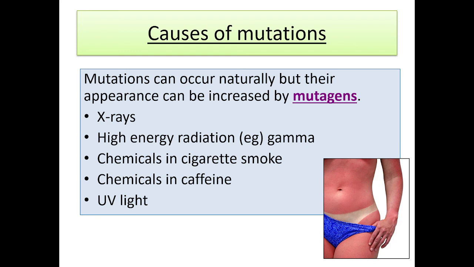Finally, causes of mutations are by mutagens. Mutations are random. It is random chance whether you have a mutation. But the risk of developing a mutation can be increased with exposure to mutagens. X-rays, gamma radiation, carcinogens in cigarette smoke, certain chemicals within caffeine, and UV light are good examples, but not all, but are good examples of causes of mutations.